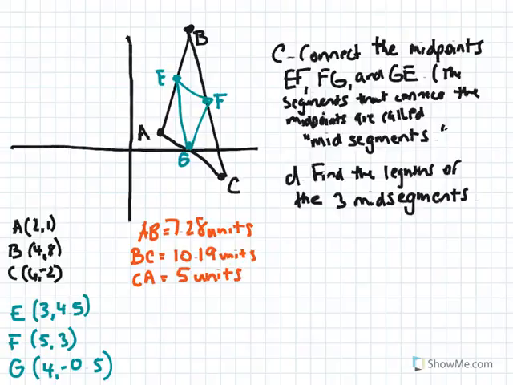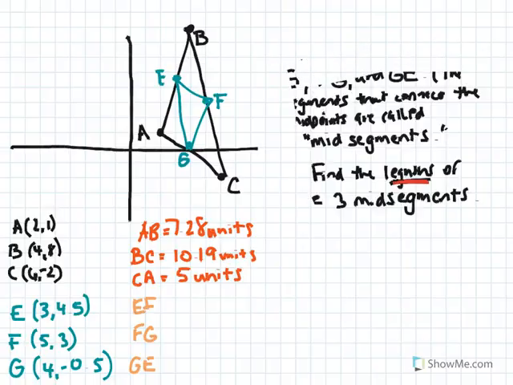I showed what mid-segments are. Now we have to find the lengths of the three mid-segments. So we want to find the lengths of EF, FG, and GE. Okay, well, let's do it. I'm just going to put E over here so it's out of the way. So what do we know when it says length in the question? Find the lengths of the three mid-segments. Length is always distance formula, right? So I'm going to erase the question so we have some more space.